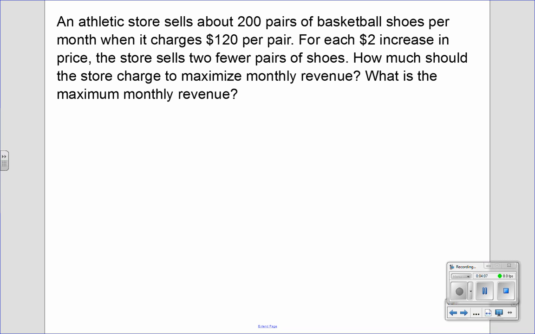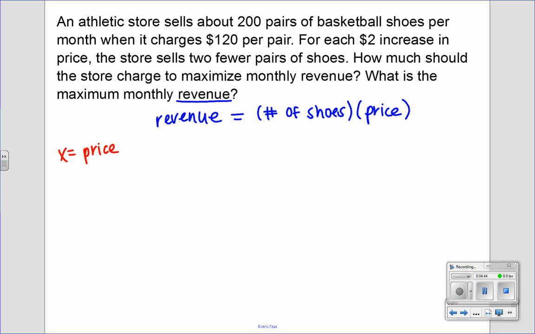So what we're going to do here is write down a much simpler equation. First of all, what are they asking for? They're asking for the monthly revenue. Well, how do you find revenue? To find revenue, you multiply the number of shoes that are bought by the price. So that's going to help us set it up, okay? And now we have to figure out what our x value is. Well, it says how much should the store charge to maximize monthly revenue? How much am I charging? So x is going to be the price increase, because we don't know how much to increase this price to make the revenue more, okay?